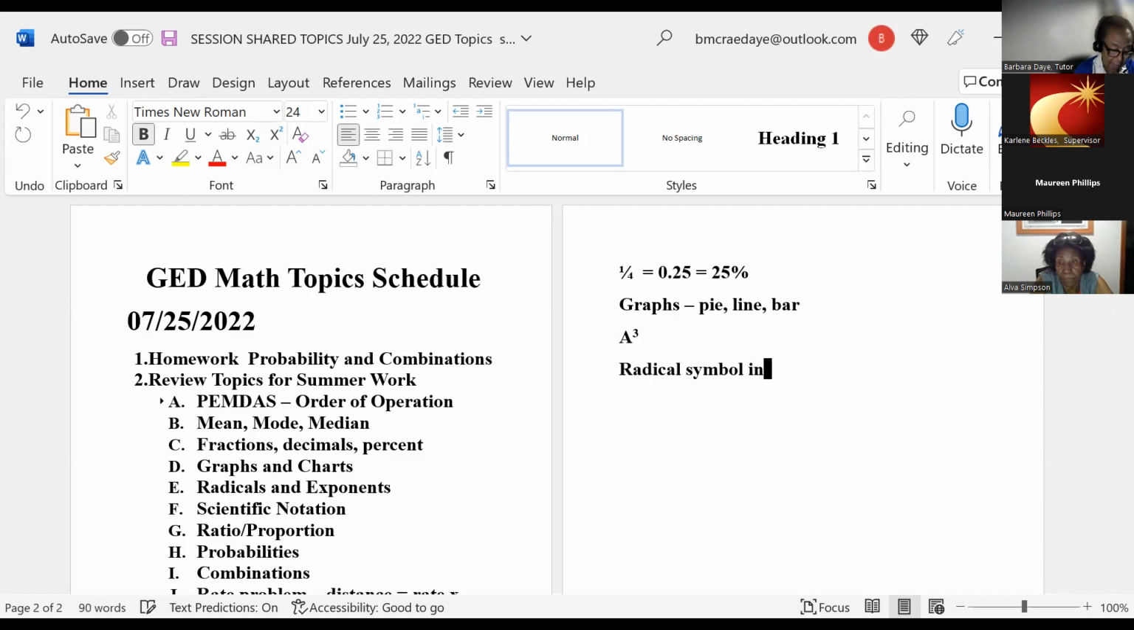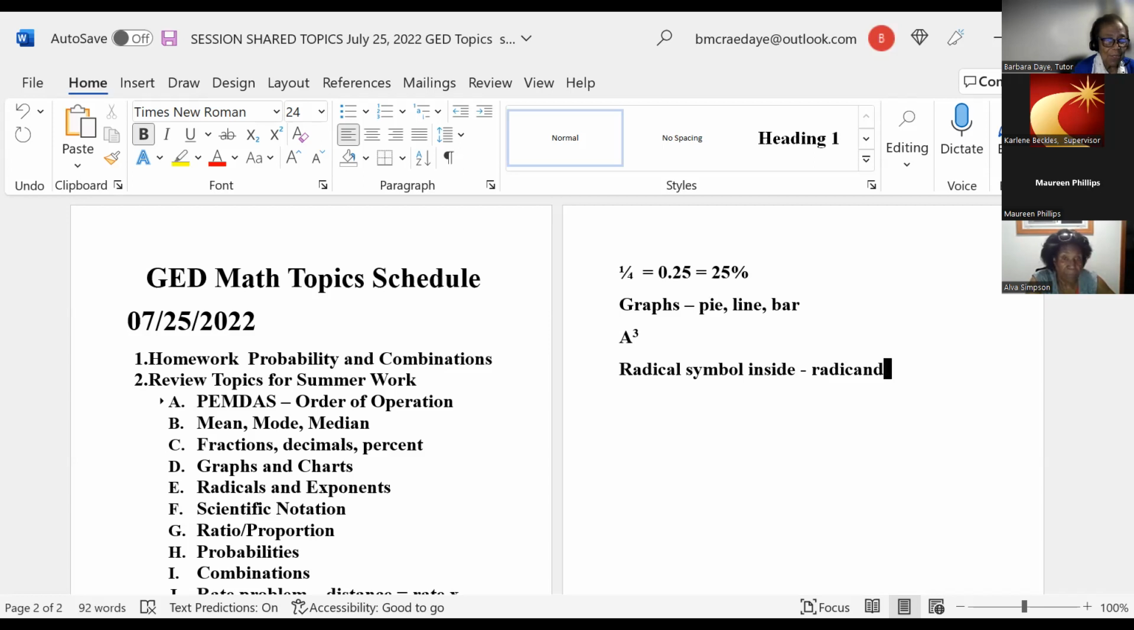And inside the radical symbol is called what? The radicand. Radical, radicand. But the radical is really raised to the 1/2 power. When you see something in a radical, it's raised to the 1/2 power. All right. Now, scientific notation.